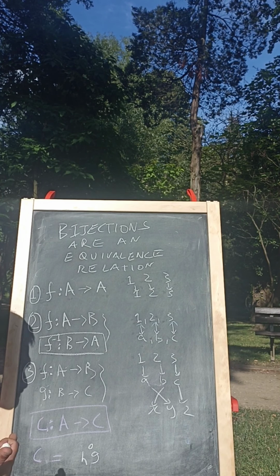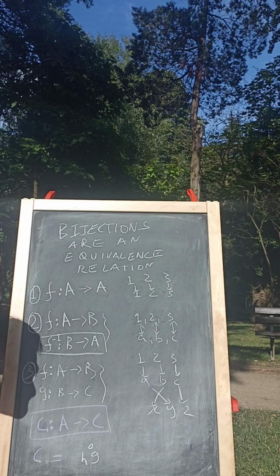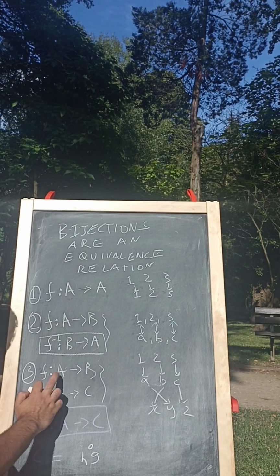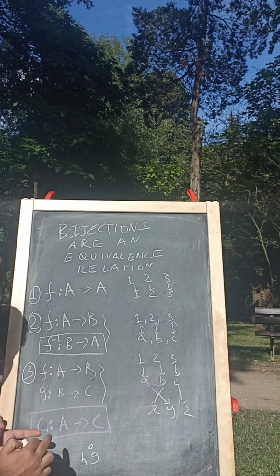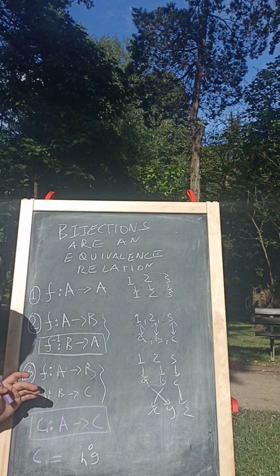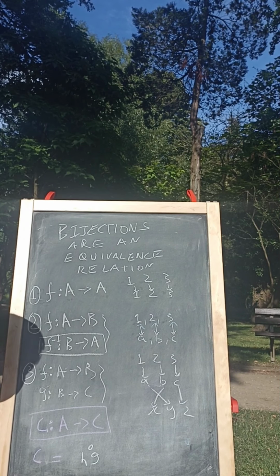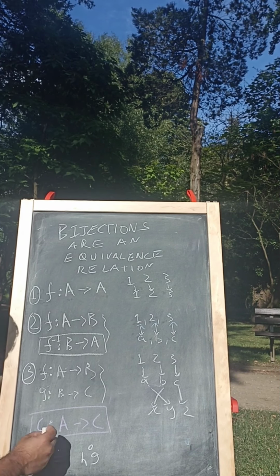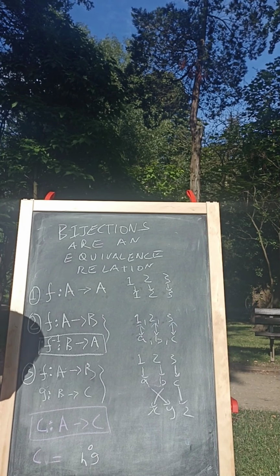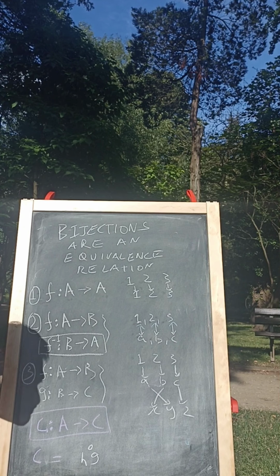And now we will move to the third property, which is that of transitivity. Let's say we have two functions. One maps A to B and the other maps B to C. If I were to compose these two functions, so I were to take the map which maps A to C, then I can conclude that that is also a bijection.